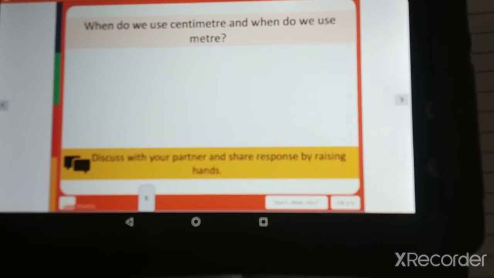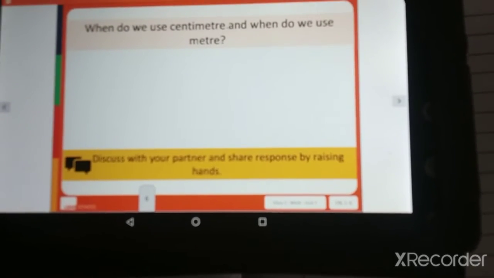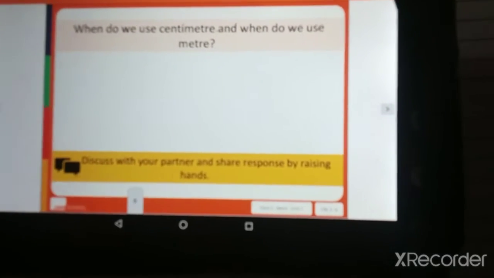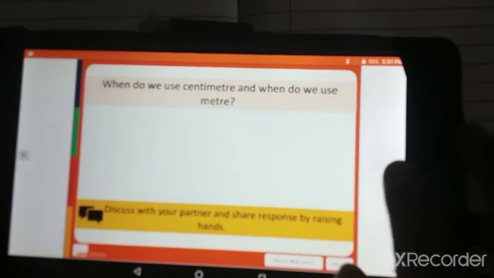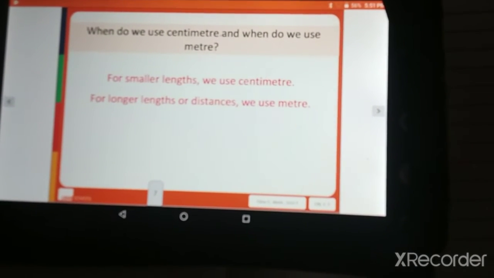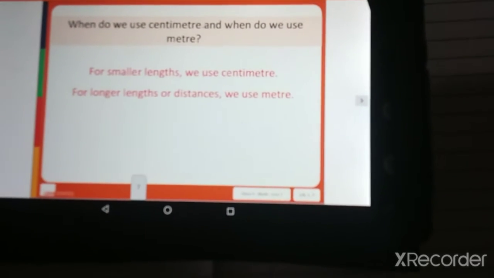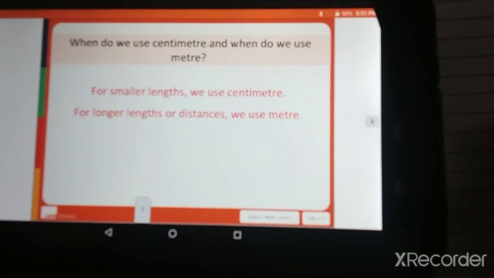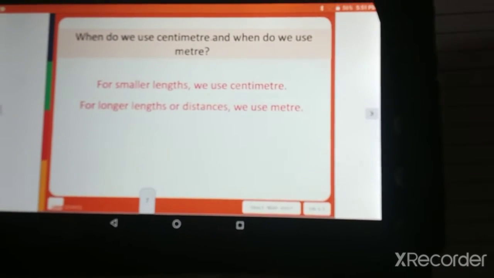When do we use centimeter and when do we use meter? That is what we have to find. For smaller lengths we use centimeter. If something is small, at that time we'll use centimeter. And for long length or distance we use meter.